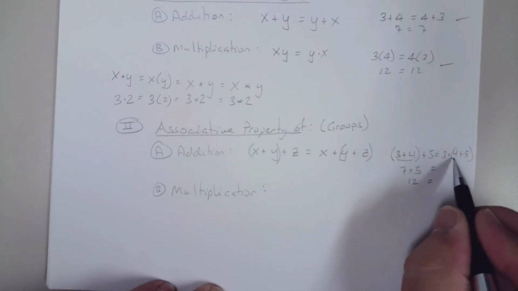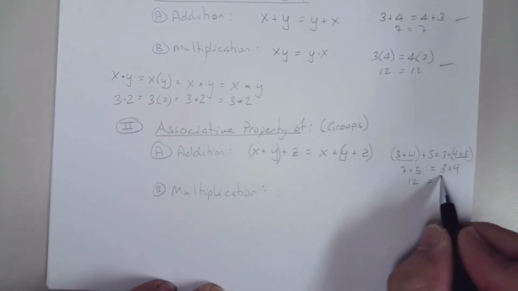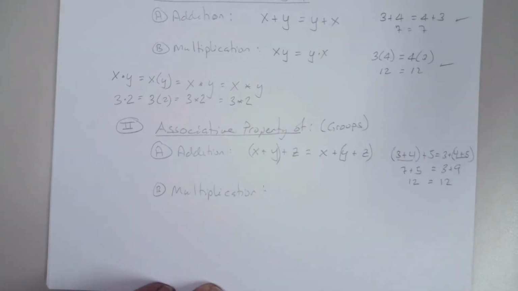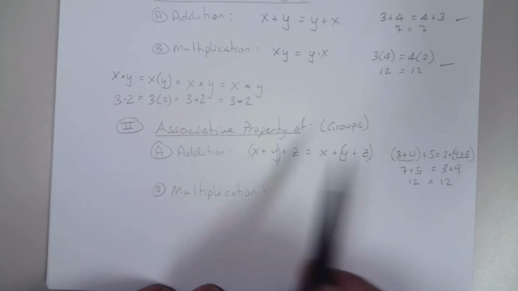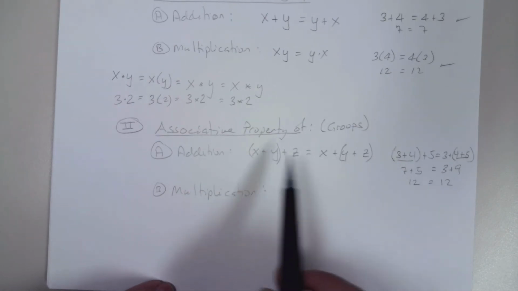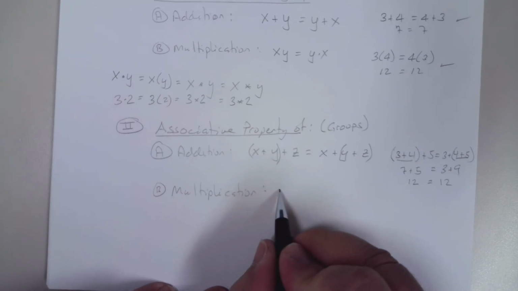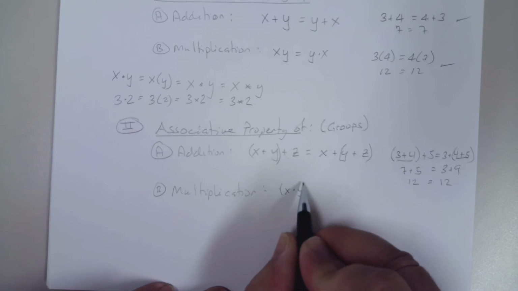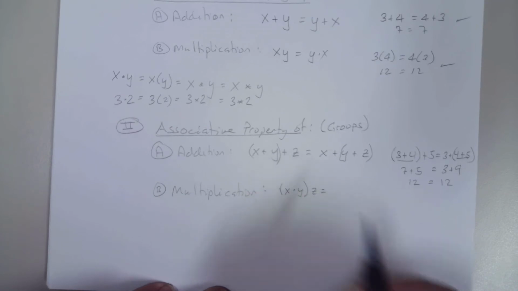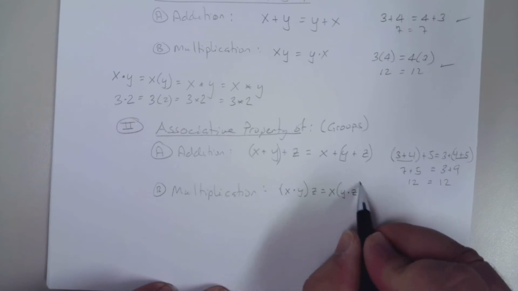Or we can do this outside. We can do inside here. So we have 3, 4 plus 5 is 9. 3 plus 9 is 12. Because in associative properties, we put parentheses. They're left in the same order, but there's parentheses around a certain pair. So in the multiplication, x times y times z is the same thing as x times y times z.